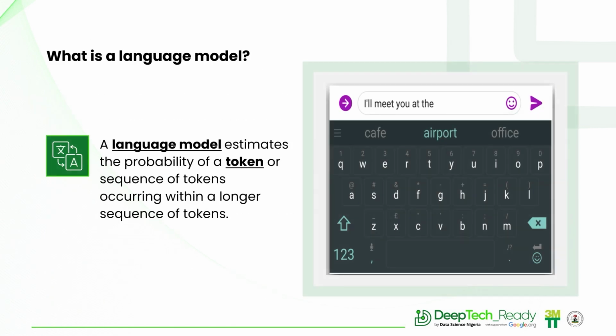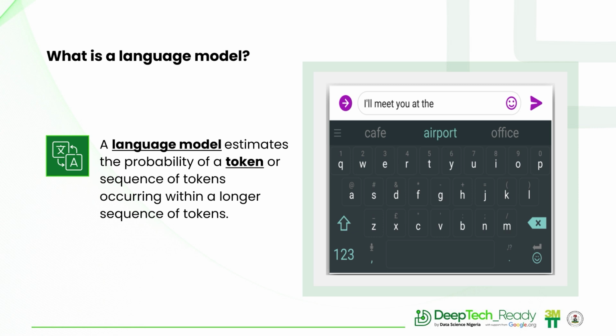Before diving into large language models, let's understand what a language model is. A language model is a machine learning model that predicts the next token in a sequence based on the context. Tokens can be words, parts of words, or characters. The most famous language models are smartphone keyboards that suggest the next words based on what you've currently typed.